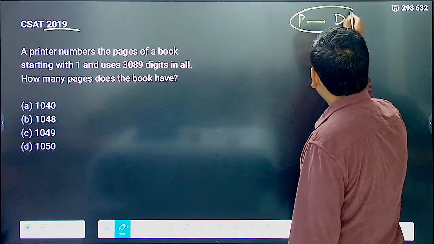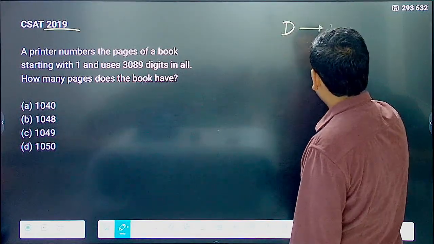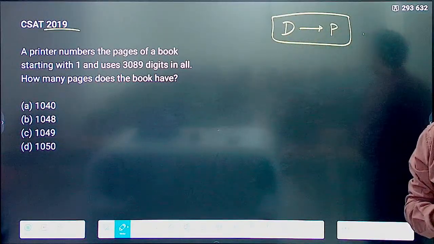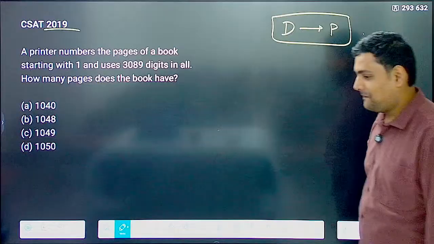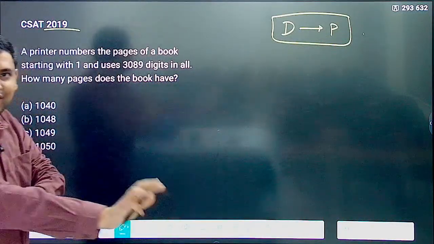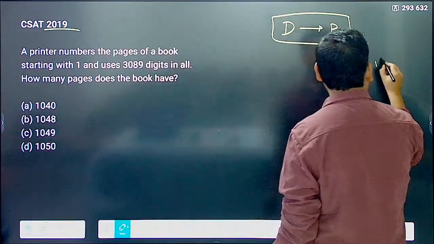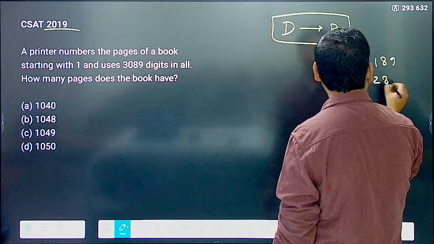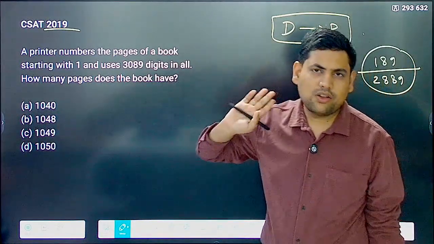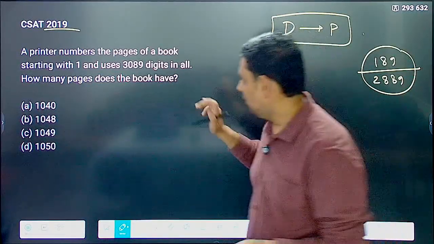Now this question is about what? This question is just the opposite: digits are given to you, and you want to reach pages. How do you get to that? Whenever digits are given to you, what are your two golden numbers? 189 and 2889. Now just see which is closest to it, and of course less than it, that you have to take.